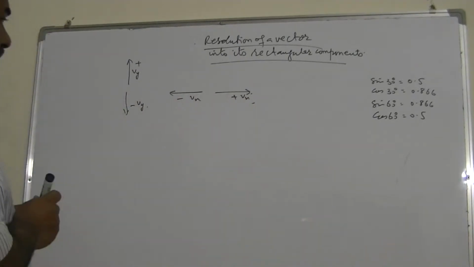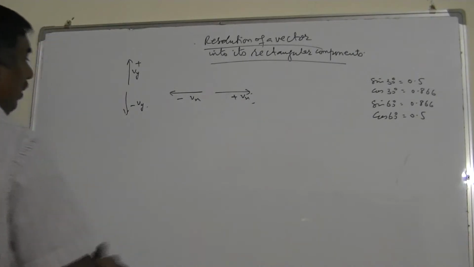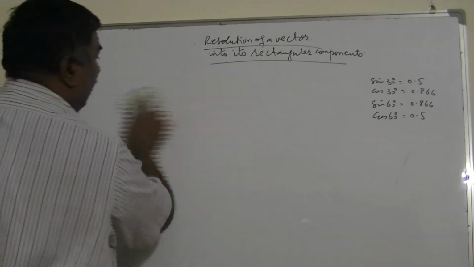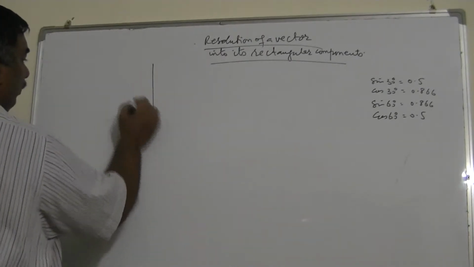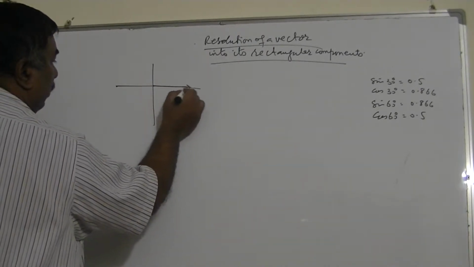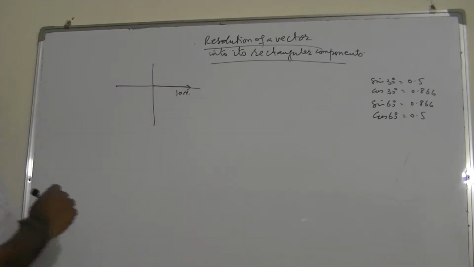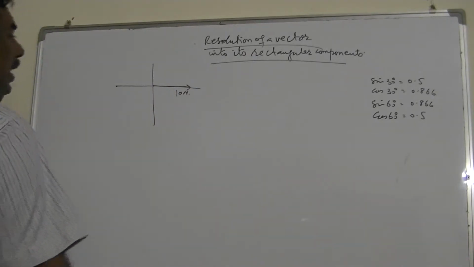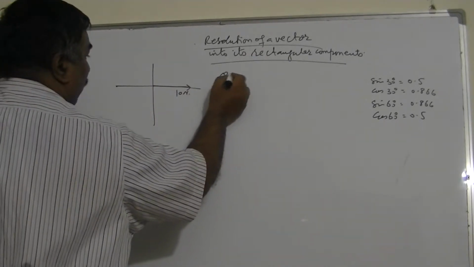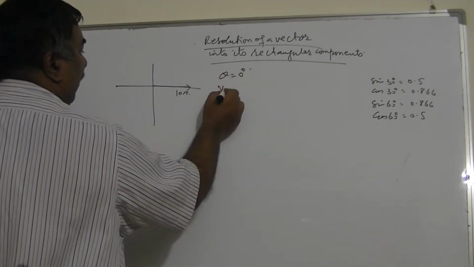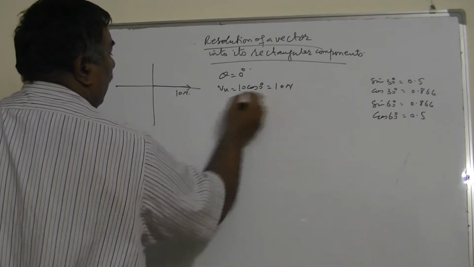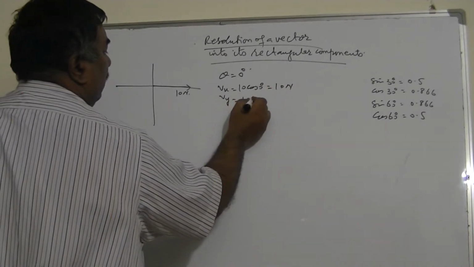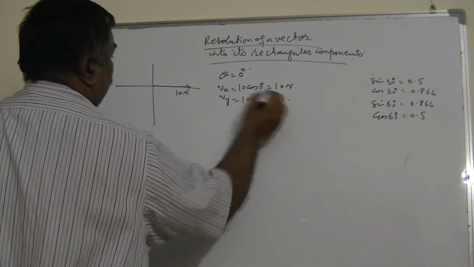In each case I will do both methods, one by the general angle and the other by the base angle. For example, if I am given this vector of 10 Newton, how can I resolve it into rectangular components? First, by the general angle formula, theta is 0 degrees. So Vx is 10 cos 0, cos 0 is 1, so it's 10 Newton, and Vy is 10 sin 0, which is 0 Newton.